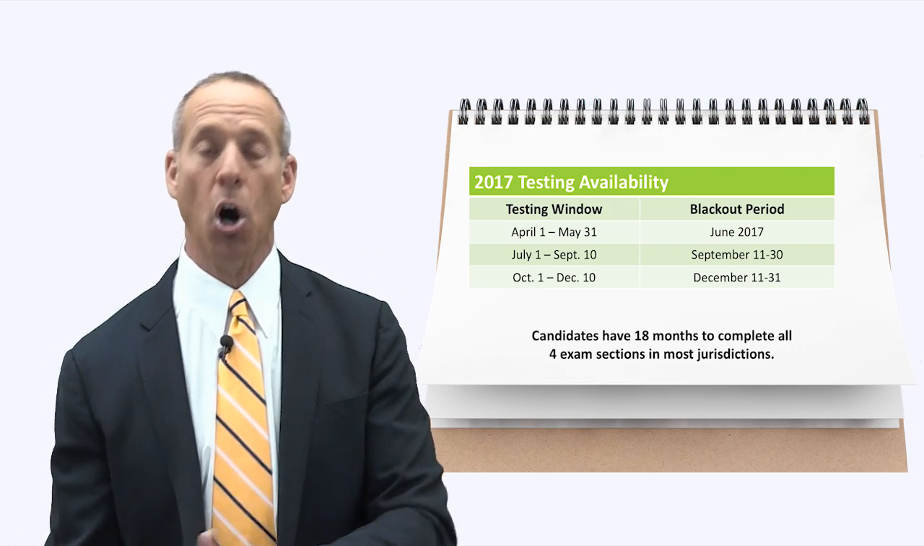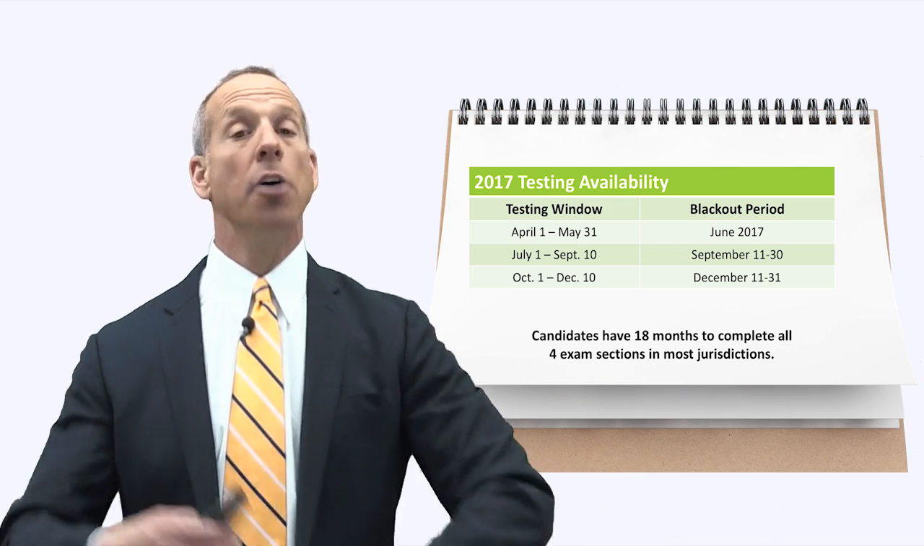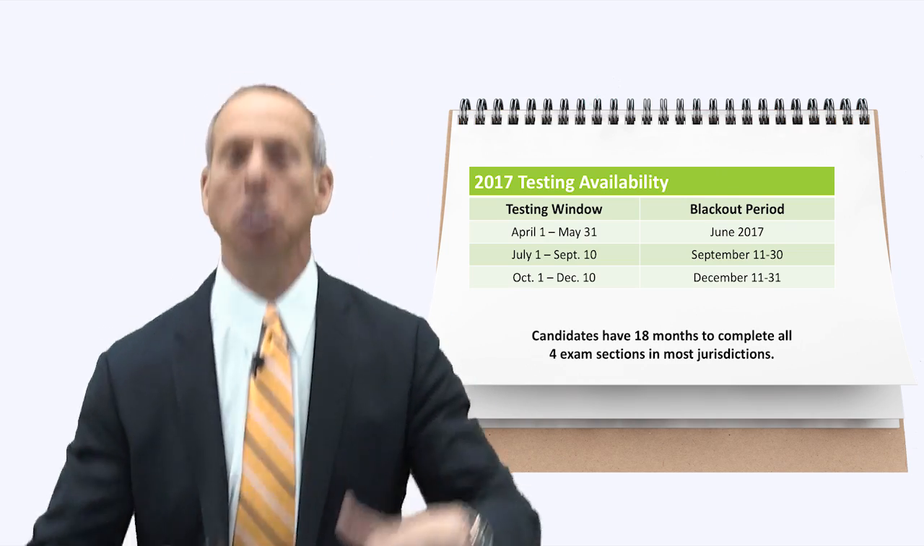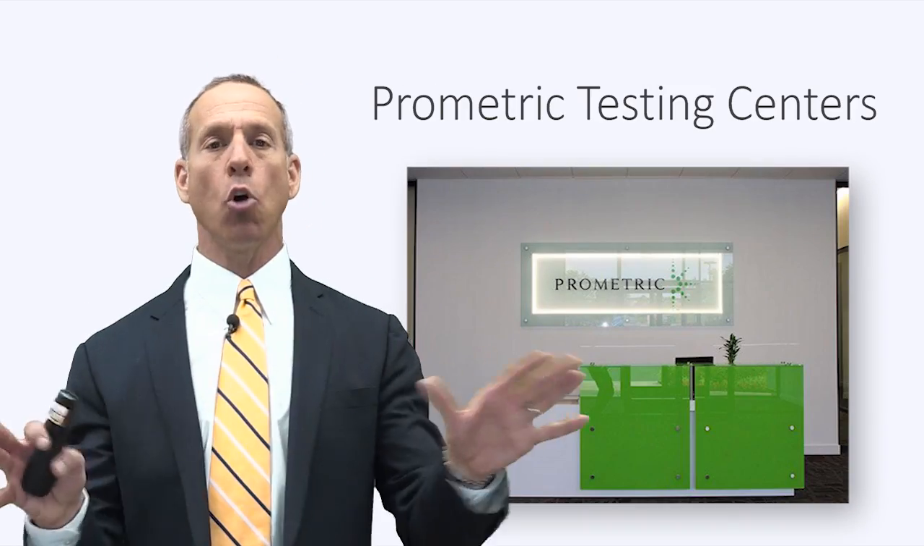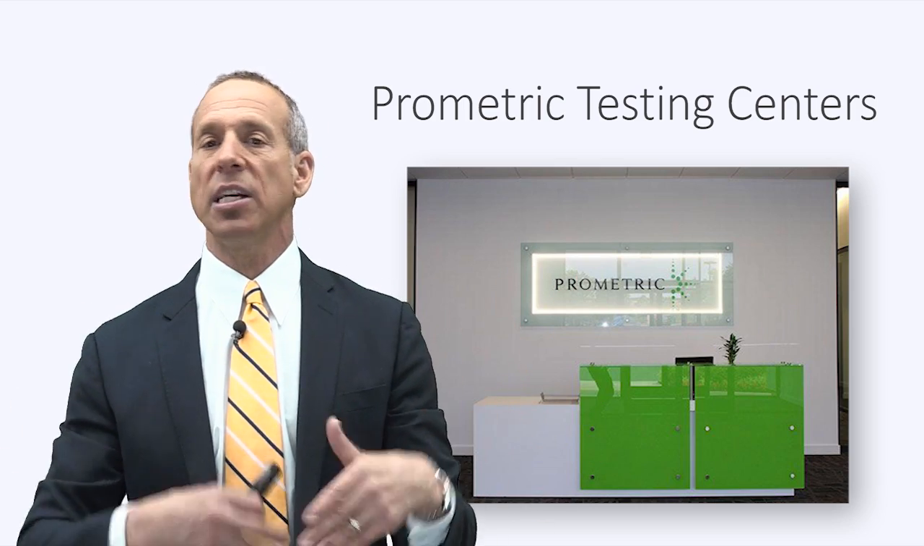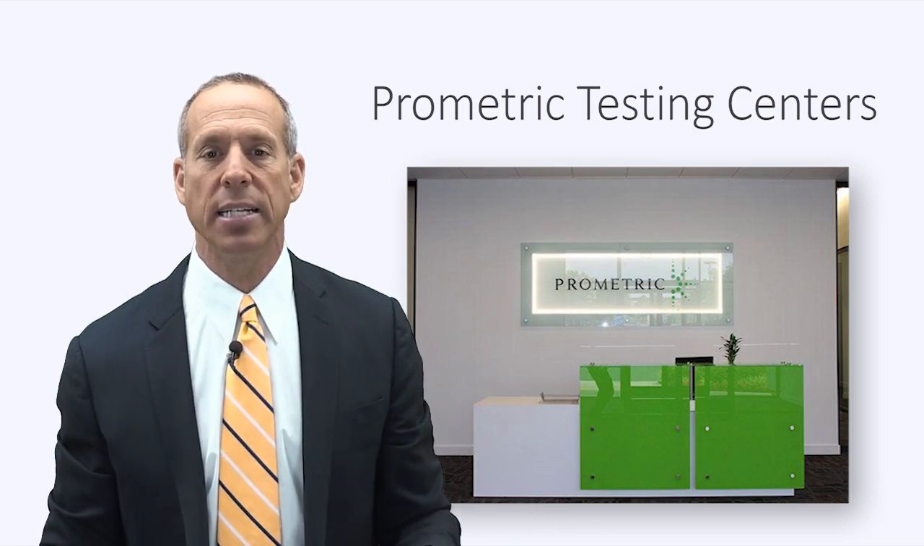Again, once you pass a part, you have 18 months to pass the rest. So for those of us that have already passed a part and our 18 months is expiring soon, you need to talk to your state board. Where do we take the CPA exam? We go to a testing center called Prometric, and they're located all over the country, all over the world as well. So that's why they're giving the exam globally. You can also take the exam globally.